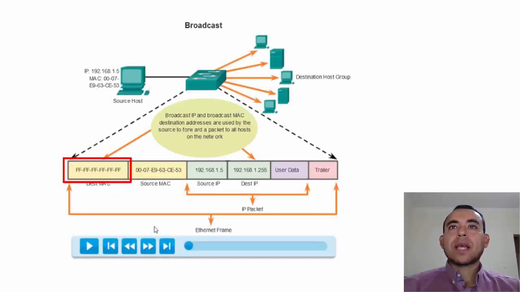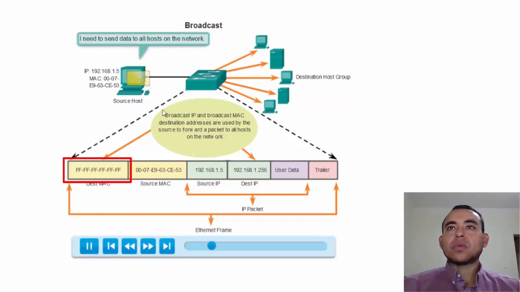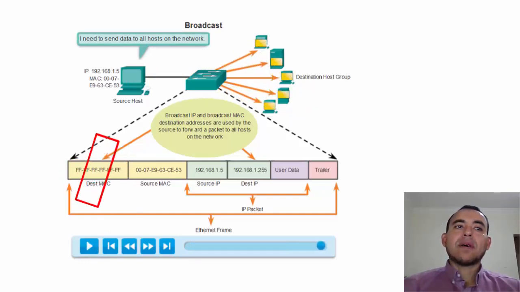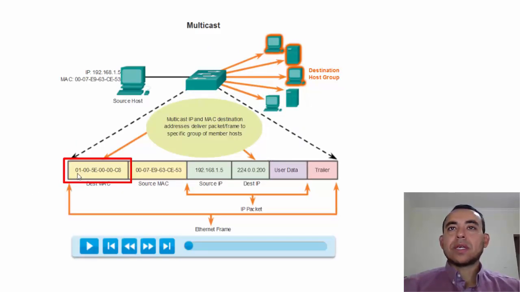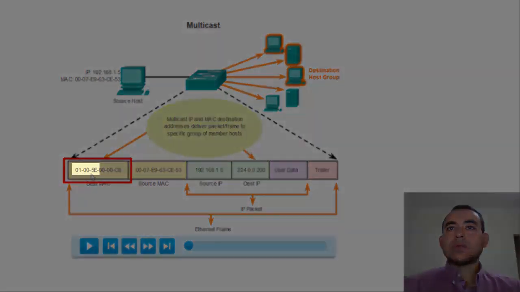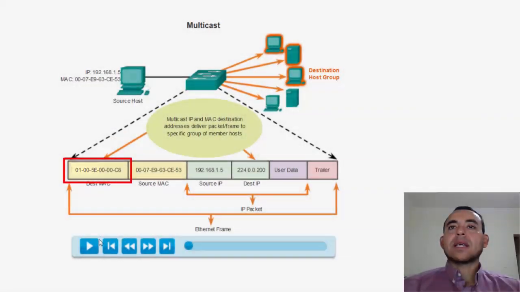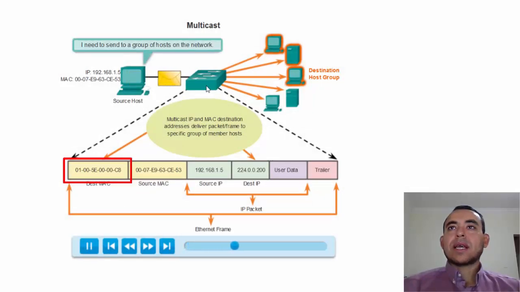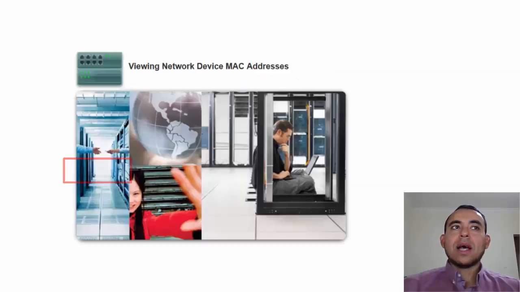For the case of broadcast, the destination address will be fixed, all hexadecimal Fs, and in that case the switch will receive the frame and broadcast it to all the switch ports. In the case of multicast, the address usually starts with 01005E to indicate that this is a multicast frame, and in that case the switch will again look up the table and send it to a subset of the ports, not all of them and not one. It will be delivered to a subgroup.